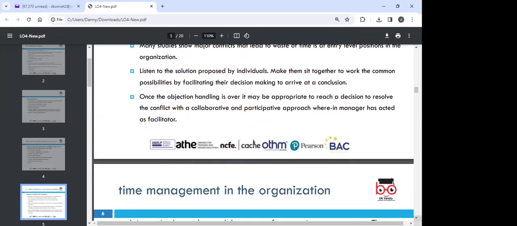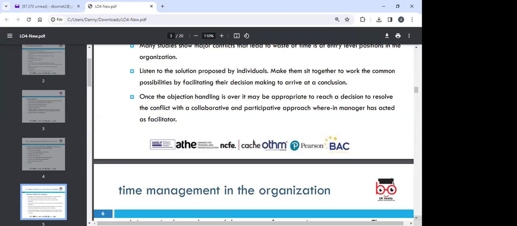Once the objection handling is over, it may be appropriate to reach a decision to resolve the conflict with a collaborative and participative approach where the manager acts as a facilitator.